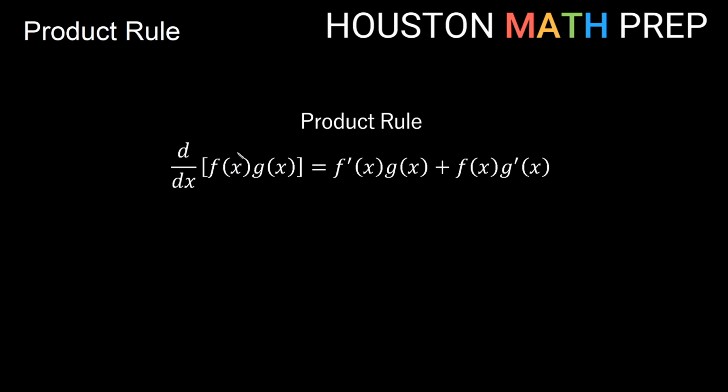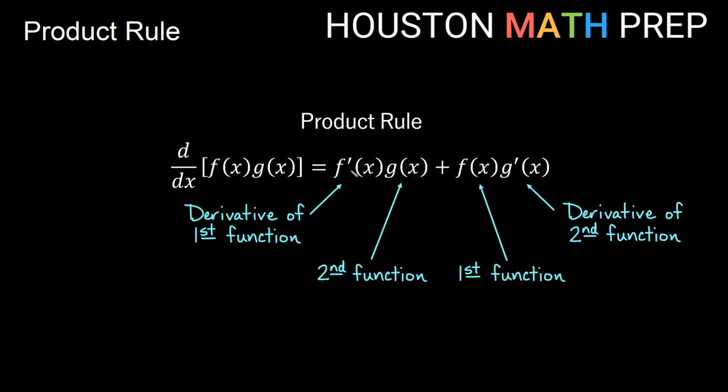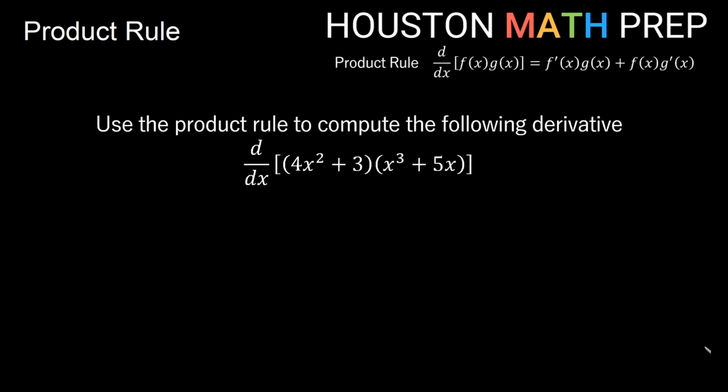Okay, so you start with a function times another function, and you'll notice that what we have is the derivative of the first function times the second function plus the regular first function times the derivative of the second function. So when you look at this pair, you notice we took the derivative of f and left g alone. And then we add, and then in this pair here, we left f alone and took the derivative of g. So you're just taking the derivative of one of the functions at a time, leaving the other alone, and then adding. Let's do some examples.